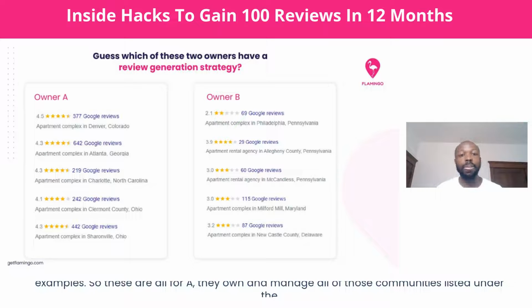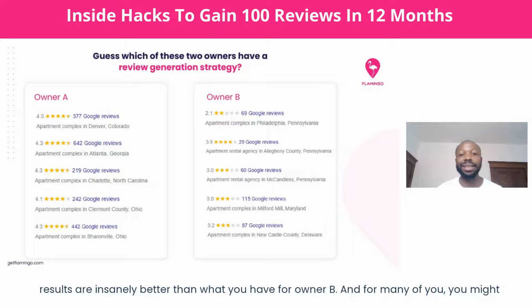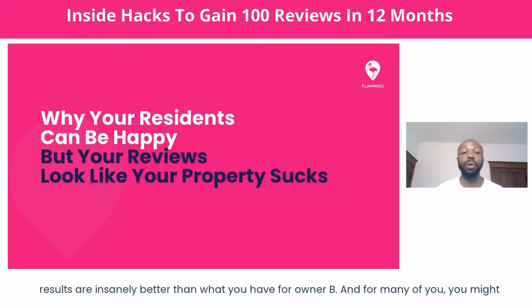So these are all for A, they own and manage all of those communities listed under the reviews, and the same thing too for B. So you can see how a review generation strategy isn't important just for one community, but it's important for your whole portfolio. So for owner A, their results are insanely better than what you have for owner B.